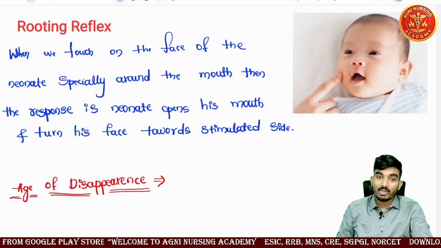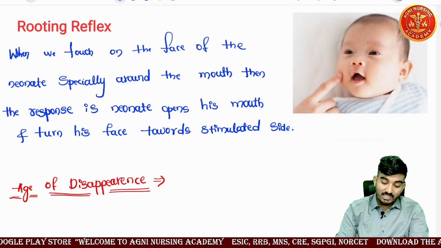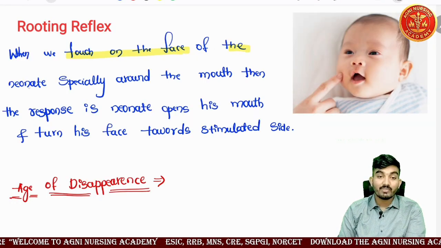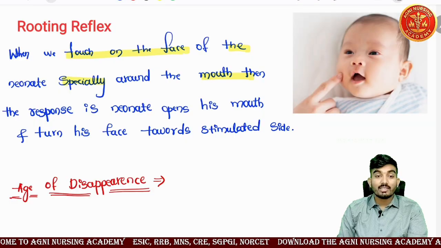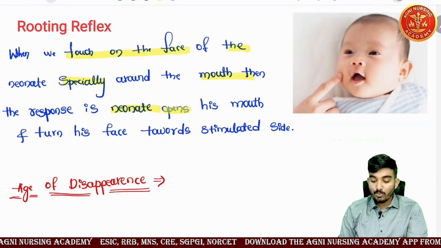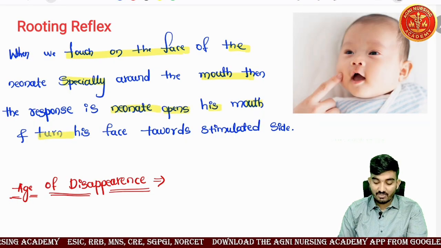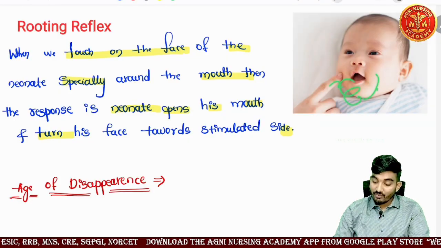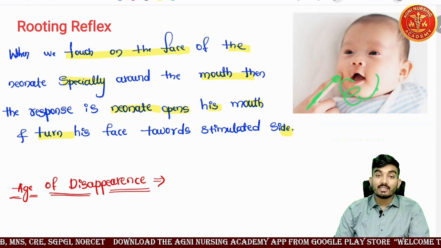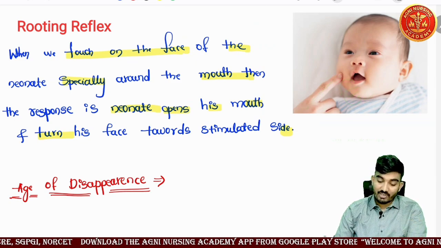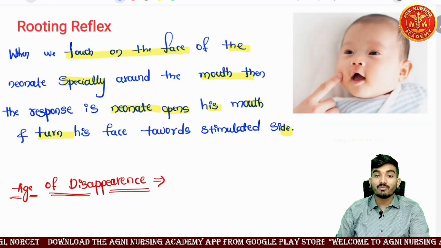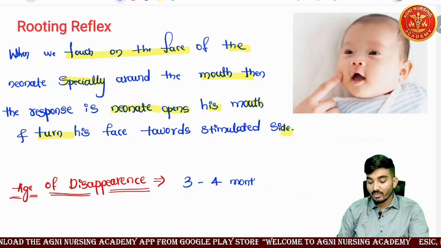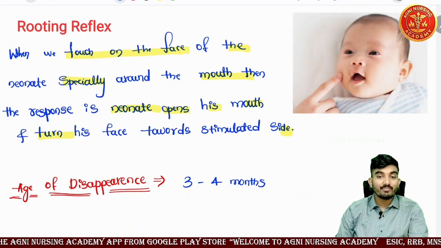Now I will explain one by one. Rooting reflex: when we touch the face of the child, especially around the mouth, the neonate opens his mouth and turns his face towards the stimulated side. See here, the child is opening the mouth when touched on this side. That is called the rooting reflex. The rooting reflex disappears at the age of 3 to 4 months.